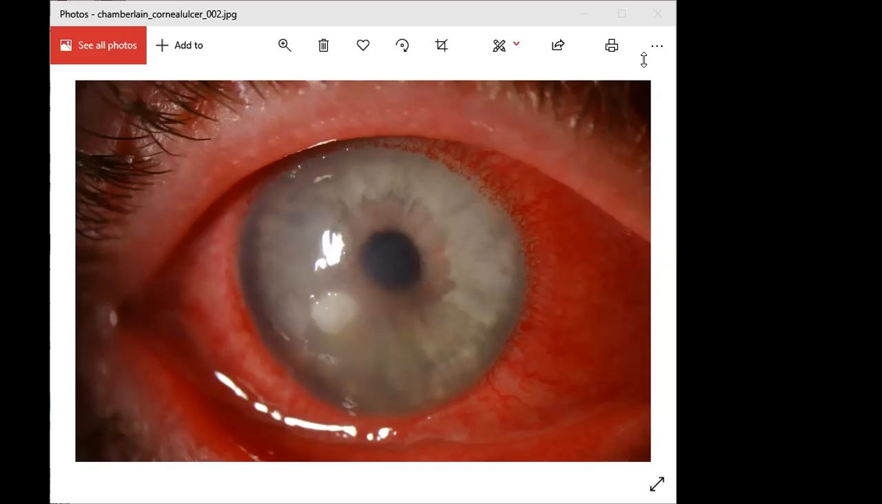Phlyctenular conjunctivitis, where you can see punctate keratitis. Only small areas of the cornea will be affected with this. As I already told, small areas are affected, and it is due to a virus, or sometimes it may be due to an allergy.